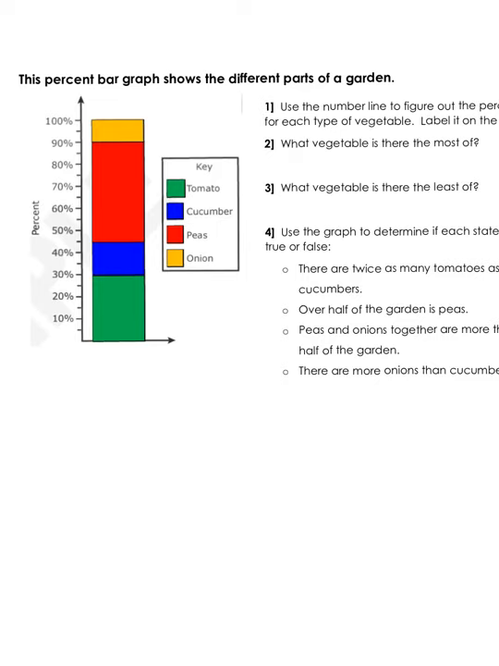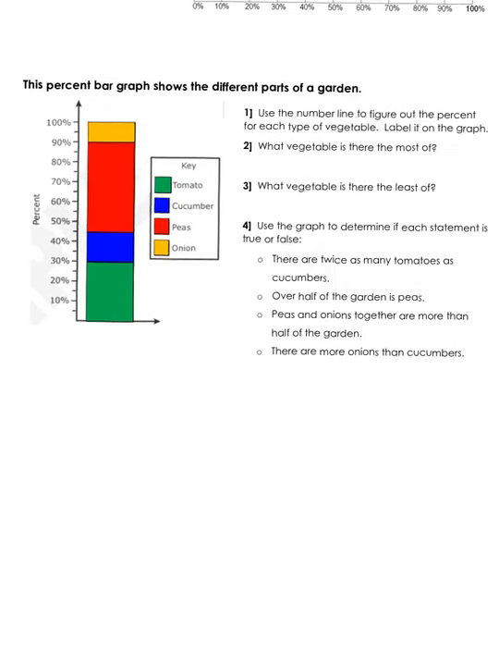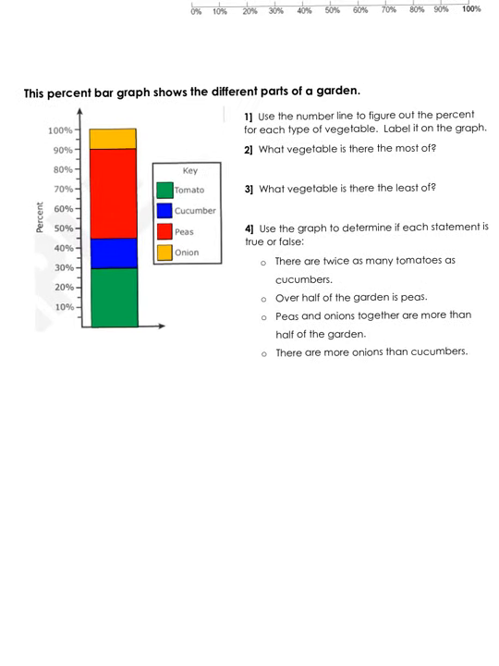All right, now that we know how to read a percent bar graph, let's do another example and answer some questions. So let's look at number 1. It says this percent bar graph shows the different parts of a garden. 1. Use the number line to figure out the percent for each type of vegetable. Label it on the graph.